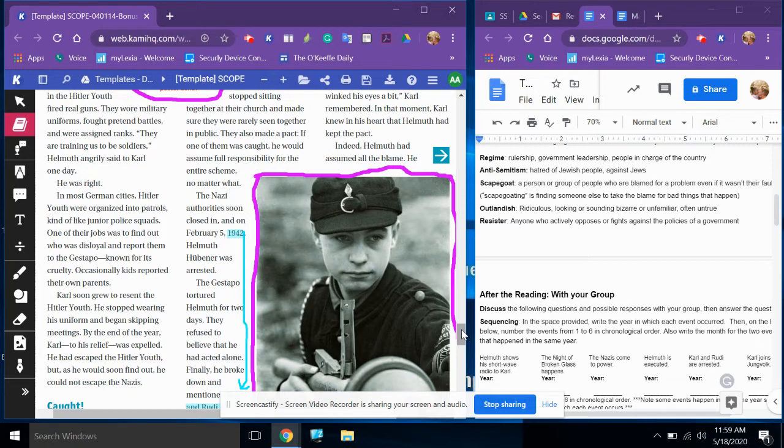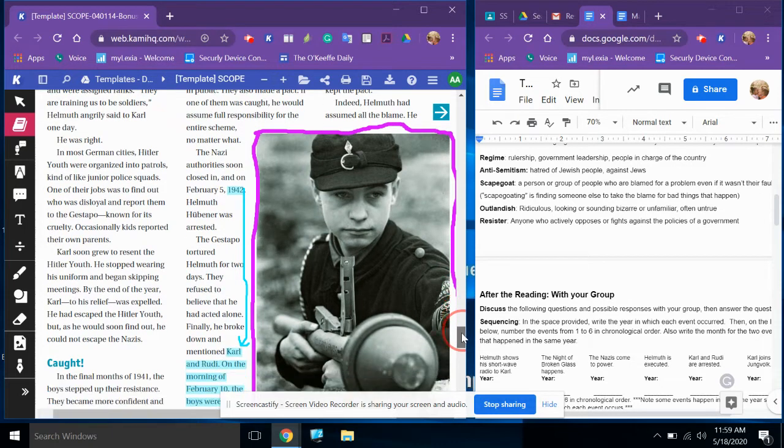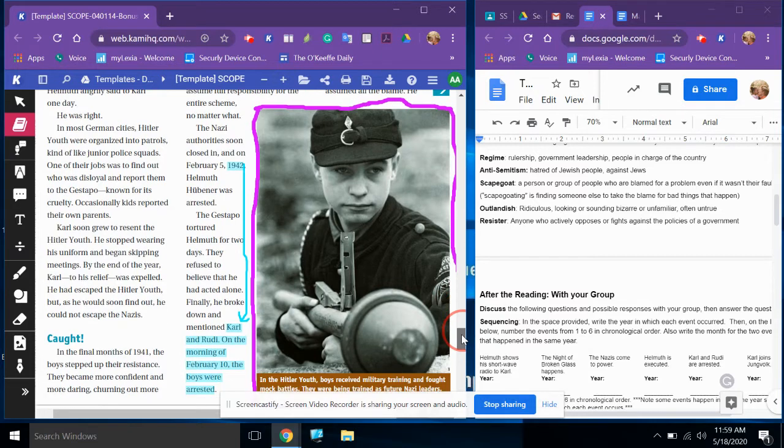Carl soon grew to resent the Hitler Youth. He stopped wearing his uniform and began skipping meetings. By the end of the year, Carl, to his relief, was expelled. He had escaped the Hitler Youth, but as he would soon find out, he could not escape the Nazis.